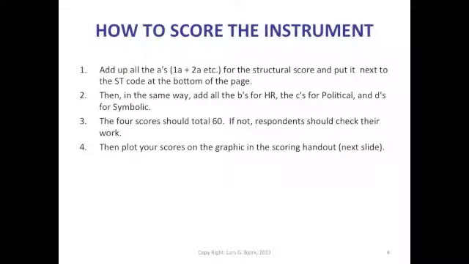Here's how to score the instrument. First, add up all the A's, 1A plus 2A, etc., for the structural score and put it next to the ST code at the bottom of the page. Then, in the same way, add up all the B's for the HR and the C's for the political and the D's for the symbolic. The 4 scores should total 60. If not, you should check your work. Then, plot your scores on the graphic in the scoring handout on the next slide.